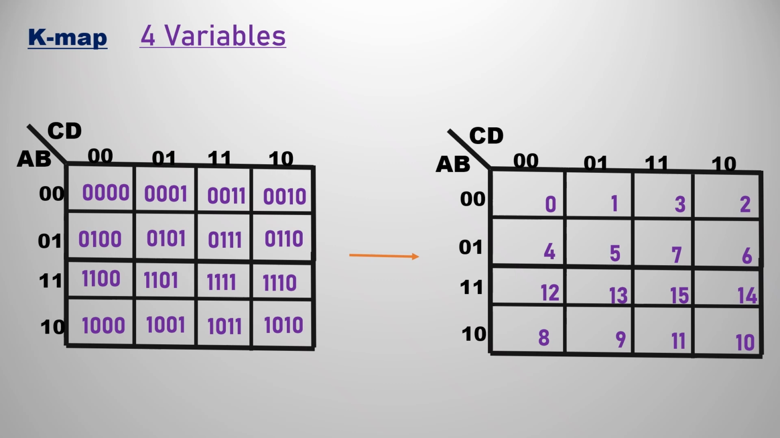So why are these numbers important? I am going to explain why these numbers are important. If you observe the first box, that is 0. If you observe the last box, that is 10. Is there any shortcut for this box also for 4 variables? Yeah, there is a shortcut to remember this also.